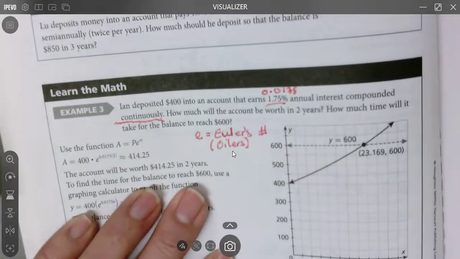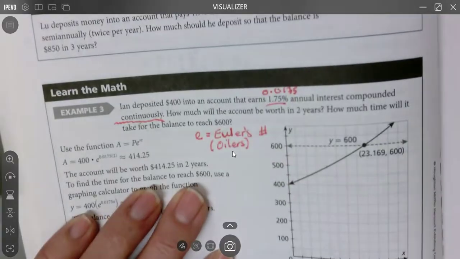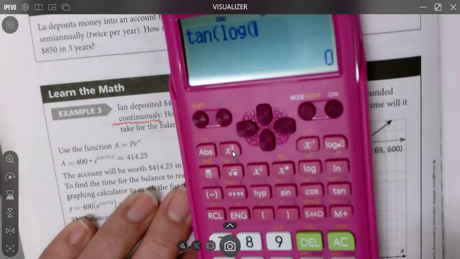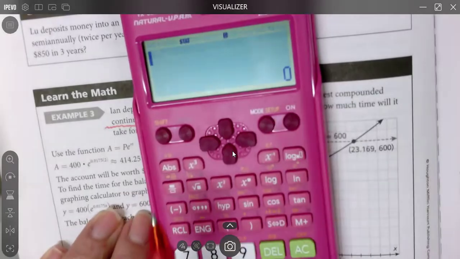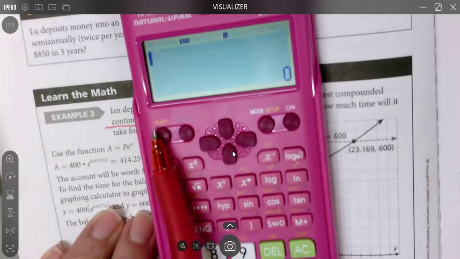And kind of like pi is 3.14, we're not really worried about what Euler's number is because we have a button for it. So when we get there, we are going to use the shift key so that we can use things in orange.